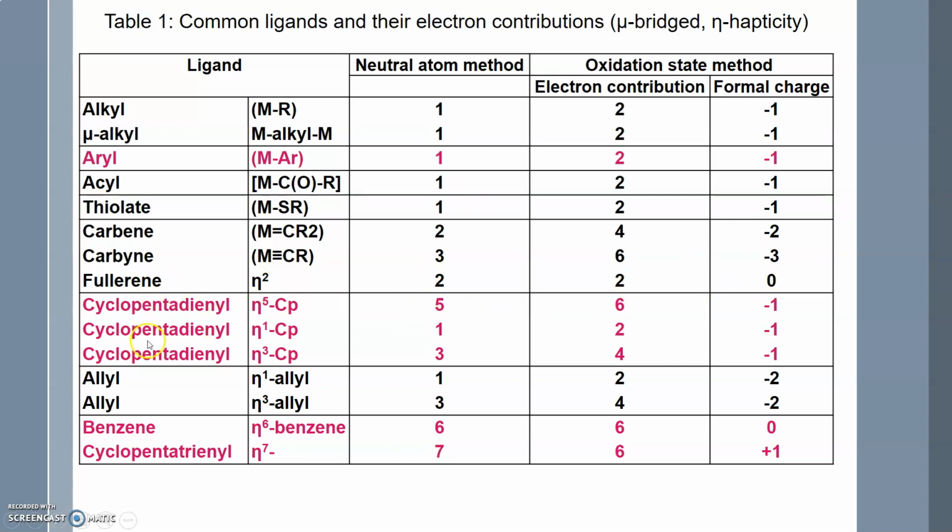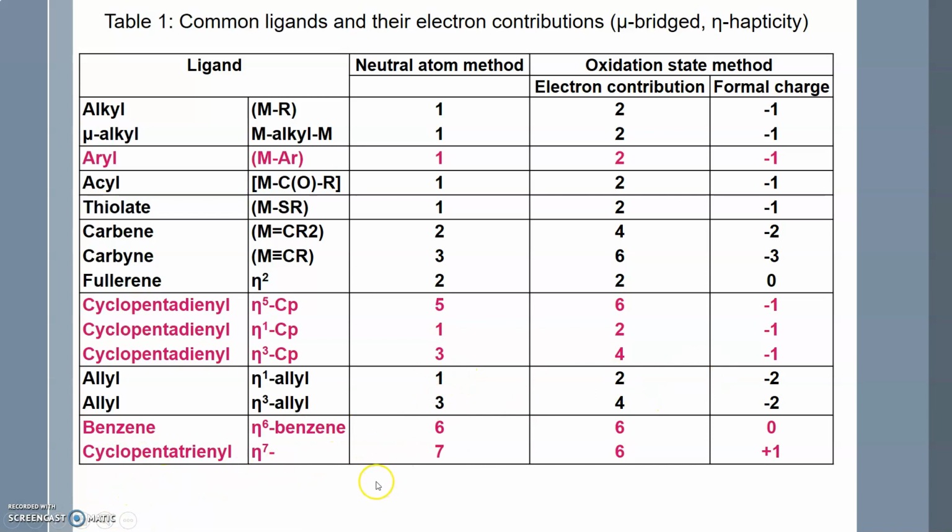Where the cyclopentadienyl is a negatively charged ligand. It can bind through hapticity 5 or hapticity 3 or hapticity 1. So correspondingly, the number of electrons that are counted in the neutral atom method will also differ. If the hapticity is 5, then 5 is the electron count by neutral atom method. If hapticity is 3, then 3 is the electron count by neutral atom method. And if the hapticity is 1, then neutral atom method considers the electron contribution as 1. The same is true for allyl also.